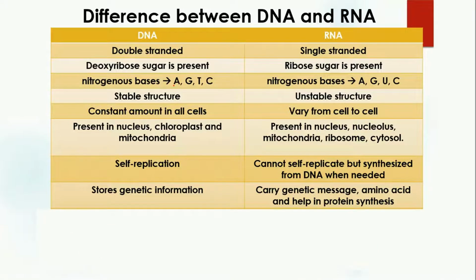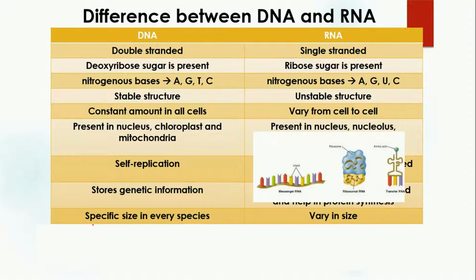The DNA stores the genetic information, the information about eye color, hair color, height, intelligence and all other things. However, the RNA is going to carry the genetic message, or it is going to carry amino acids for the synthesis of protein, and it is going to help in the synthesis of protein. The genetic message is carried by messenger RNA, the amino acids are carried by transfer RNA, while the protein synthesis takes place in the ribosomal RNA.